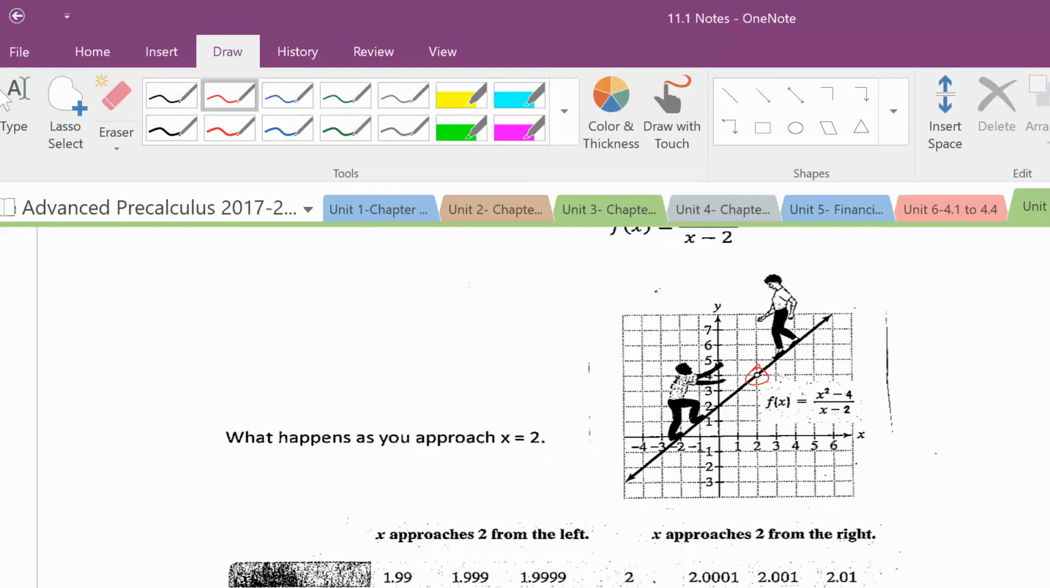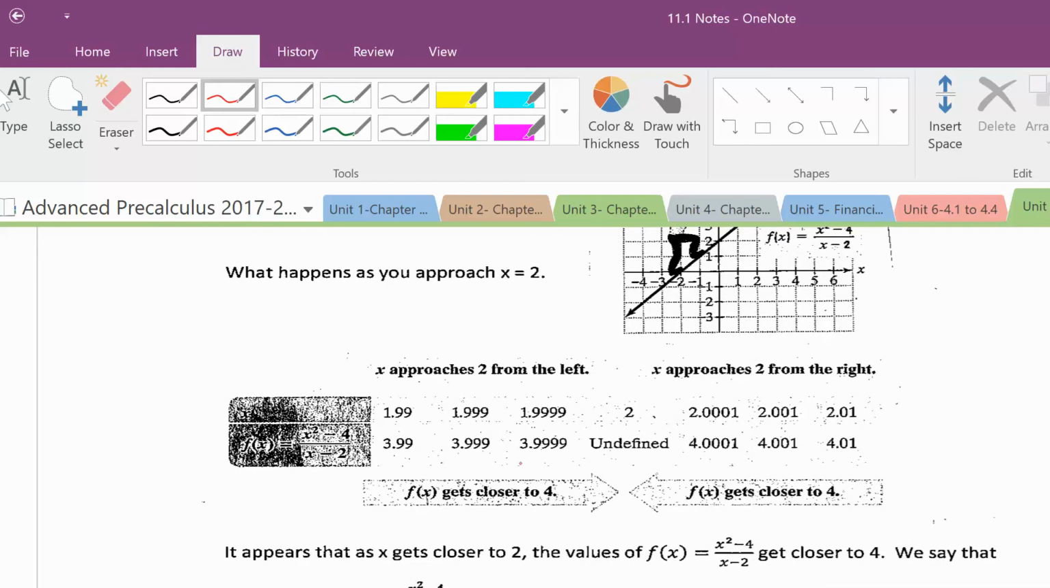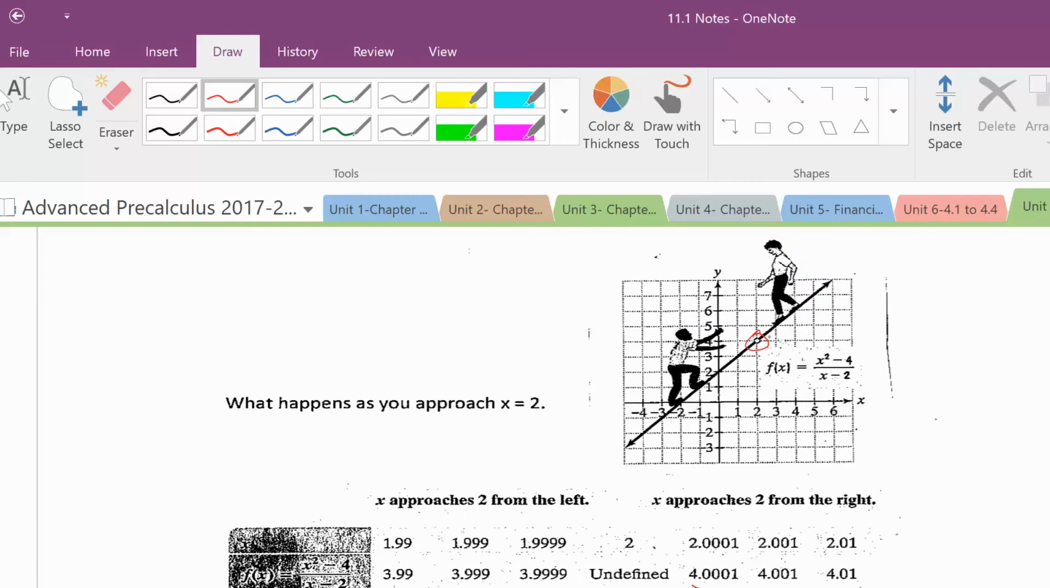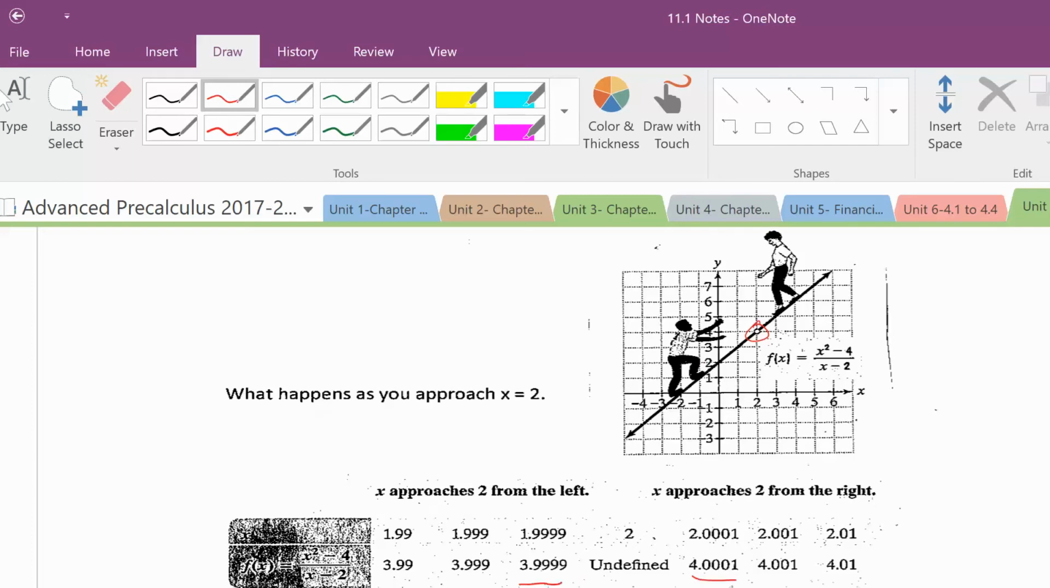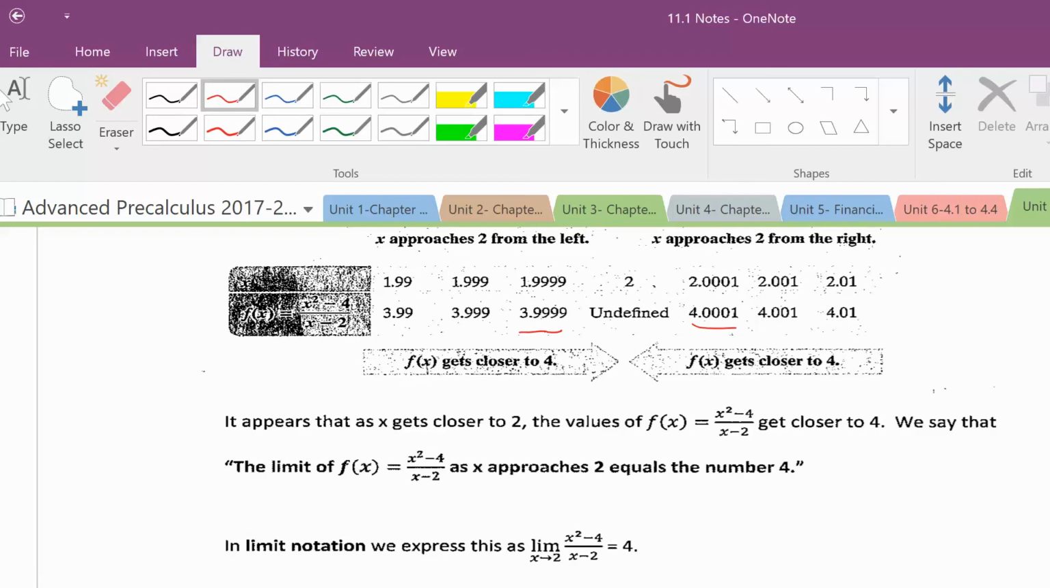If you look at the table, it's 3.99 as this guy's going up, and then as the other guy's coming down, notice it's 4.0001. So it looks like as x approaches 2, the y value is getting closer to 4. It appears that as x is getting closer to 2, the values for the function are getting closer to 4. And we say the limit as x approaches 2 equals the number 4.